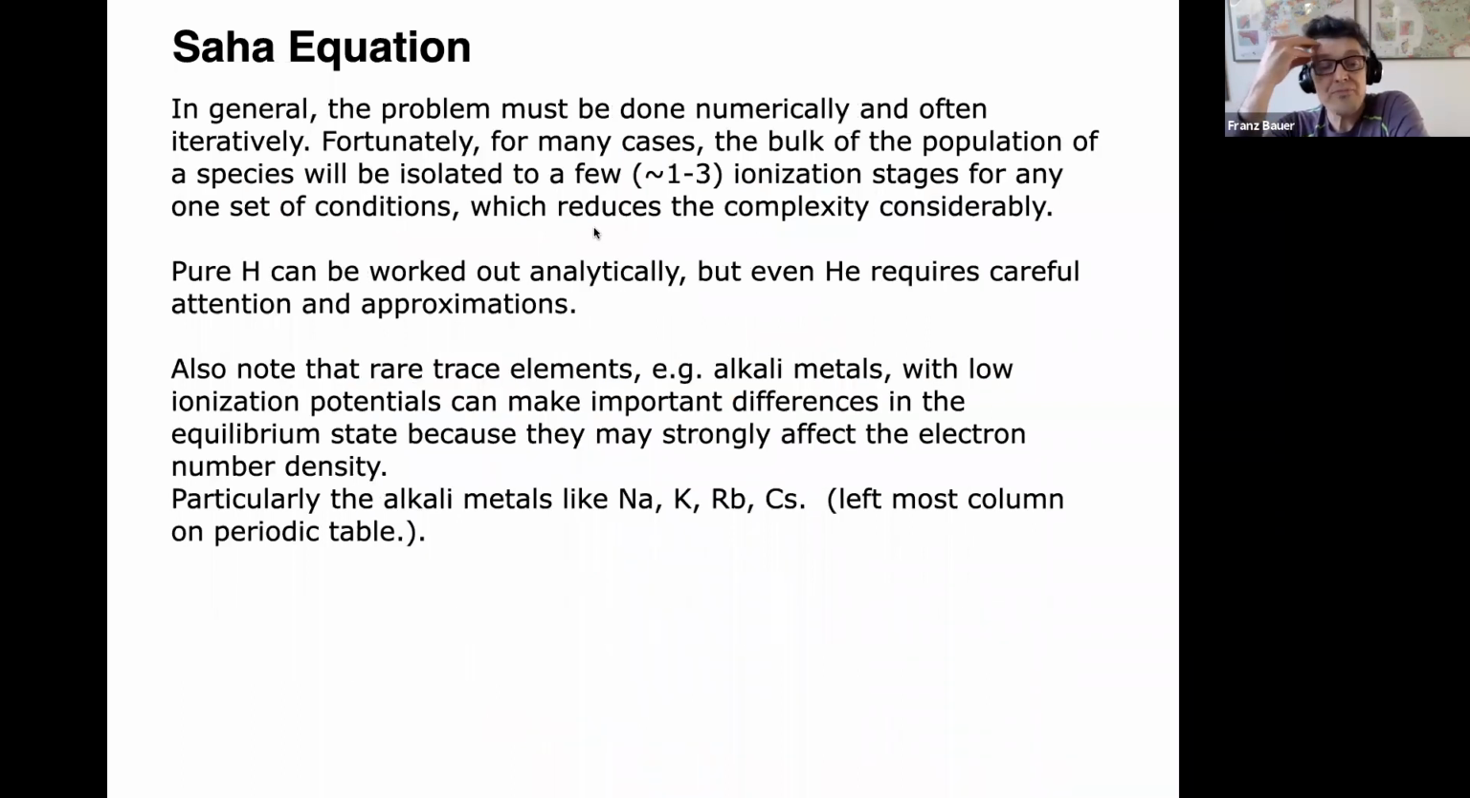So this is fine for simple problems, and typically for anything that gets even a little bit complex, you have to do it numerically and often iteratively to find a solution. If you can isolate the bulk of the population to a few ionization states, and again, in the previous slides I mentioned that for most temperatures the hydrogen will mostly be in the ground state, then the ground state, the first excited state, and the second excited state would be all you would really need. And that, of course, reduces the complexity a lot.